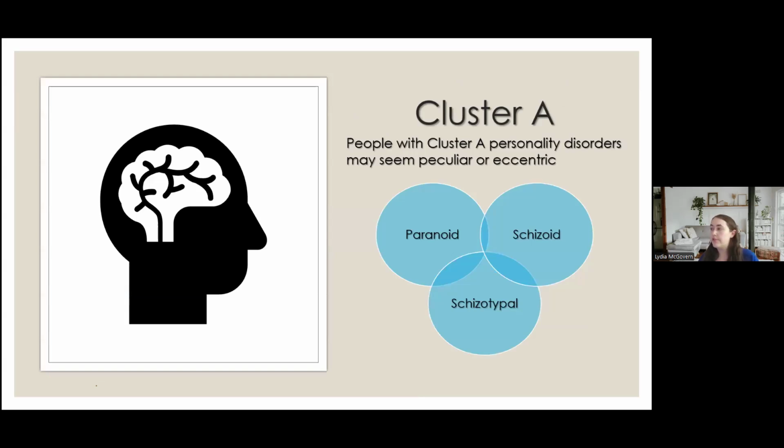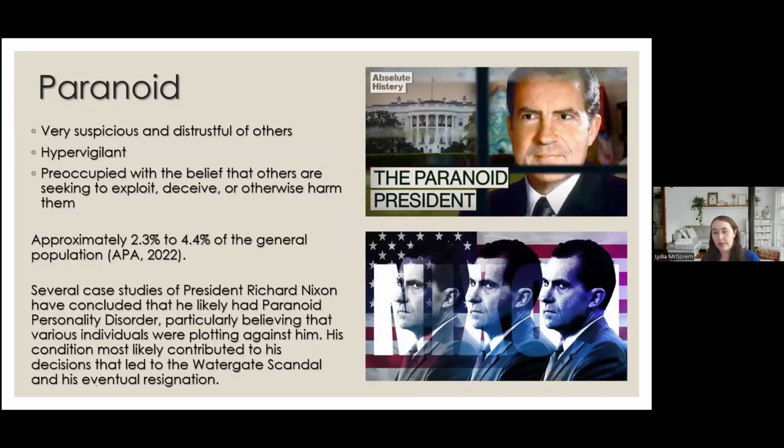So starting off with cluster A, people with cluster A personality disorders might seem strange or eccentric. They might be odd or have odd beliefs, but they're not psychotic. They have some traits similar to those seen in psychotic disorders, but they're not typically as severe or as long-lasting.